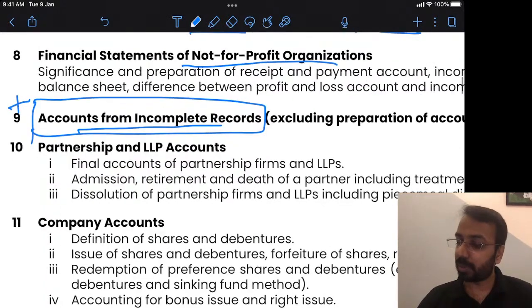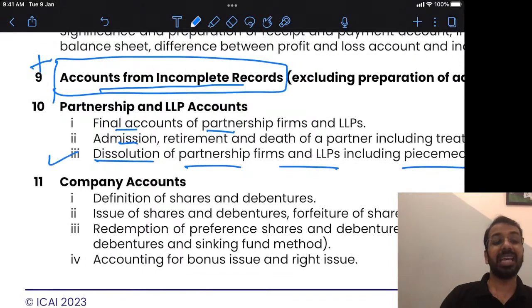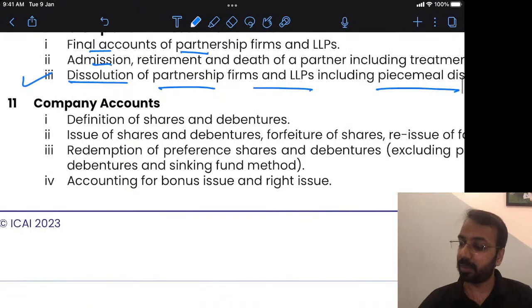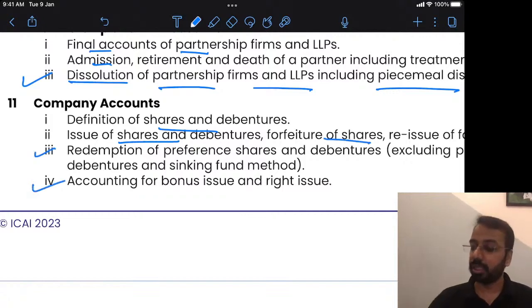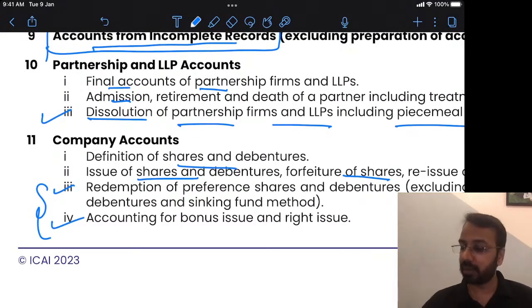Then final accounts of partnership was there, admission was there. Now you also get dissolution of partnership and LLP, including piecemeal distribution. This again was a part of CA inter. Now that has been brought to CA foundation. Then shares and debentures were there, issue of shares were there, forfeiture were there, redemption and accounting for bonus and rights issue. This has been moved from CA inter to CA foundation. So that is what has changed at CA foundation level.